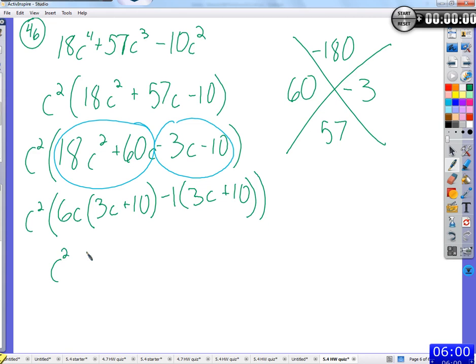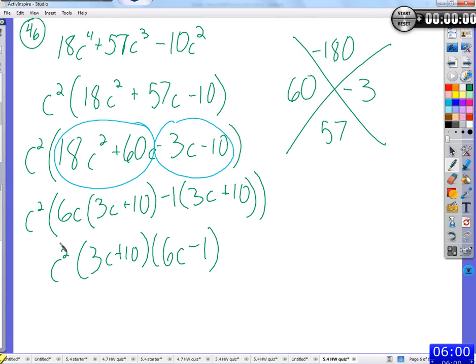All right, almost done here. 3c plus 10 is a common factor between these terms, so factor it out: 3c plus 10, and 6c minus 1. This is degree 1, we can't factor it anymore. Degree 1, we can't factor it anymore. This is just the c squared, we're not going to factor out c squared, unless you want to write c times c, which is kind of unnecessary.